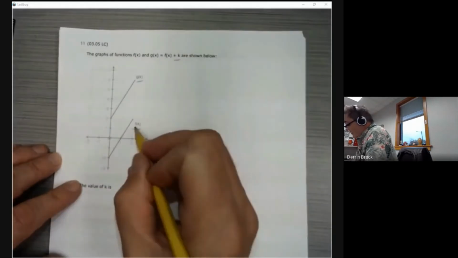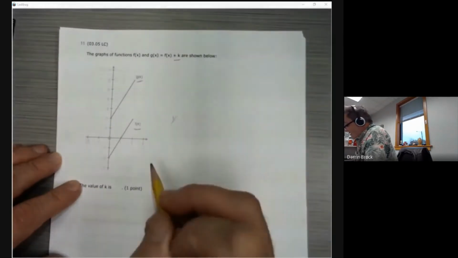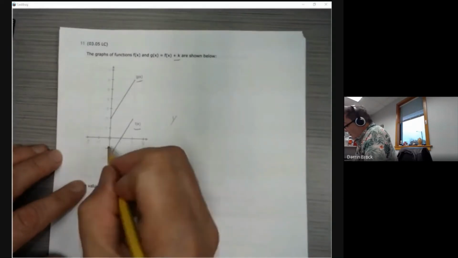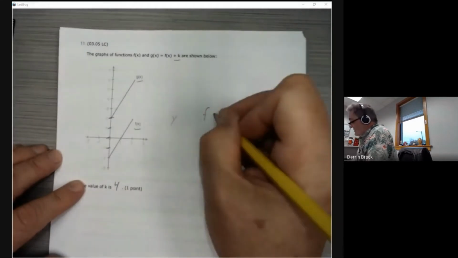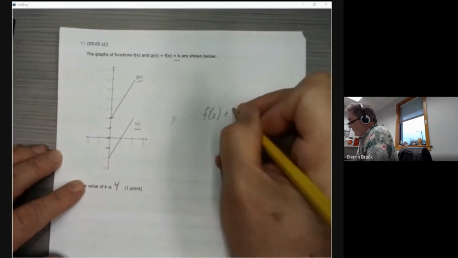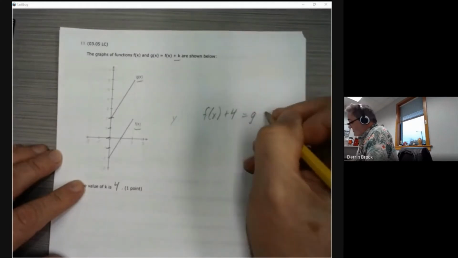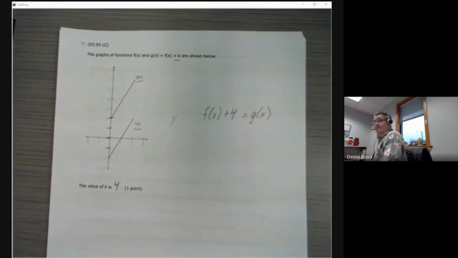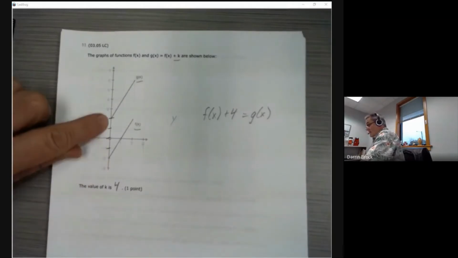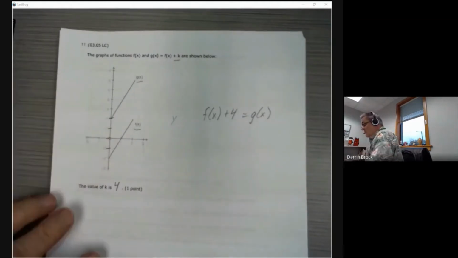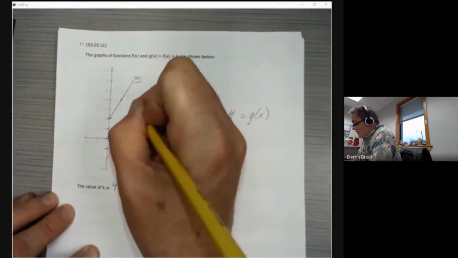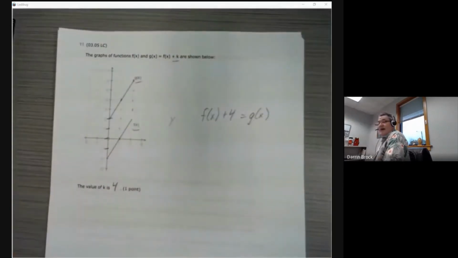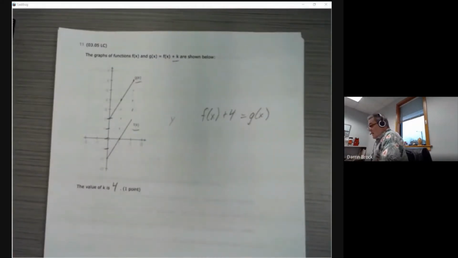We took whatever, remember f of x is the same thing as y. Whatever the y is, and we added 1, 2, 3, 4. That's the same thing as f of x plus 4 is the same thing as g of x. That's where g of x ended up. We just added 4 to this graph, and every point would move up 4. 1, 2, 3, there's the new point. 1, 2, 3, there's the new point. Just adding 4 to every y for wherever we're at on the graph.